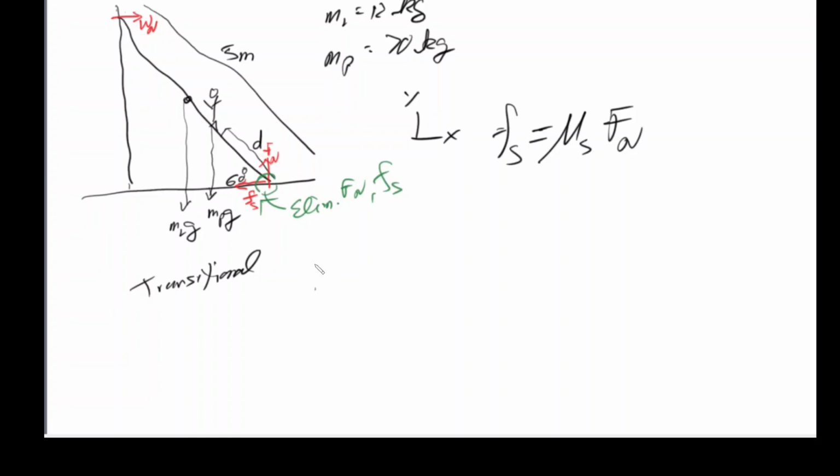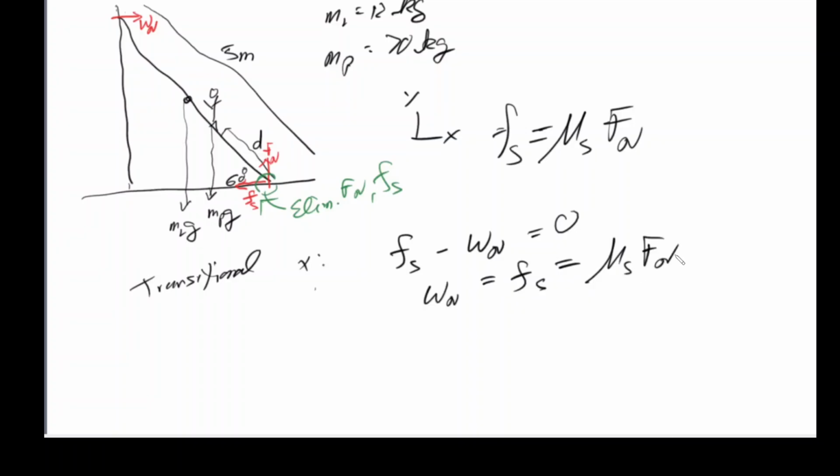So for x, we have force of friction minus a normal force of the wall is equal to 0. Those are the two forces in the x direction. Or the normal force of the wall is equal to Fs, which is equal to mu sub s times Fn. That's what the force of friction is.